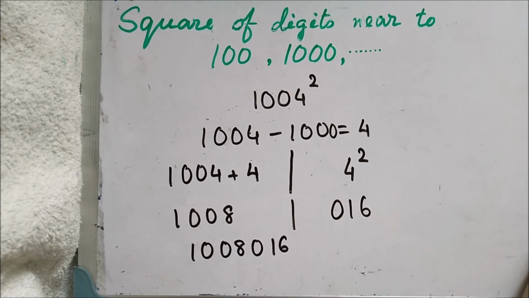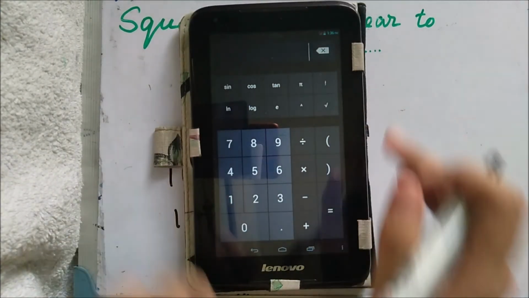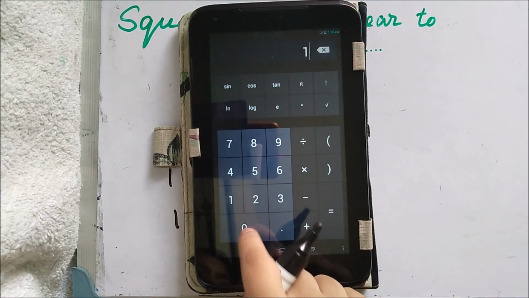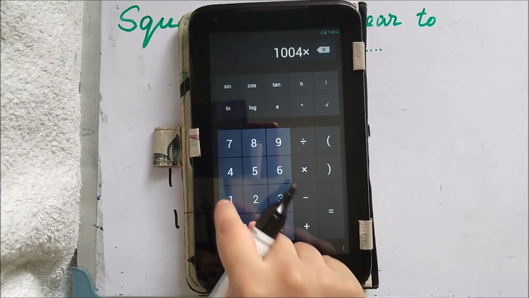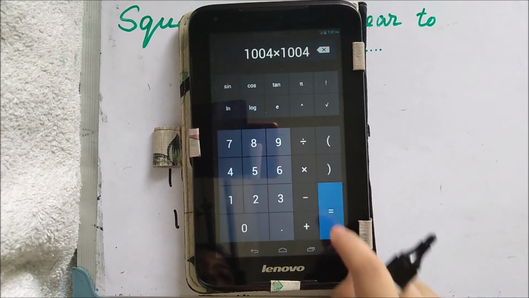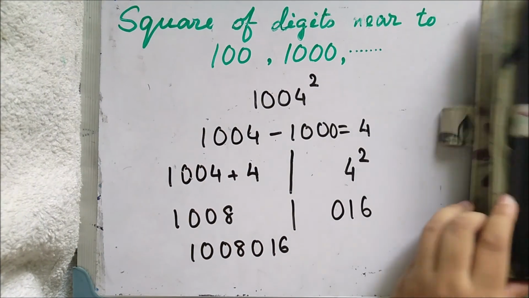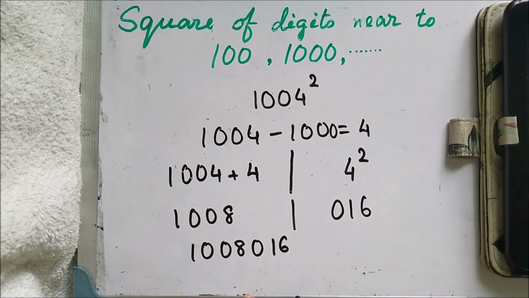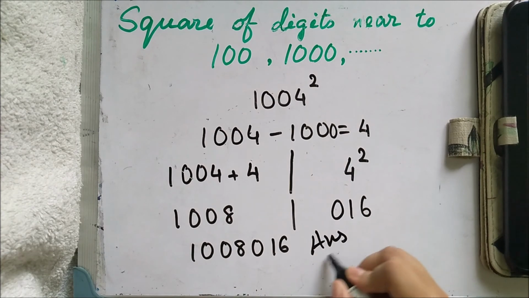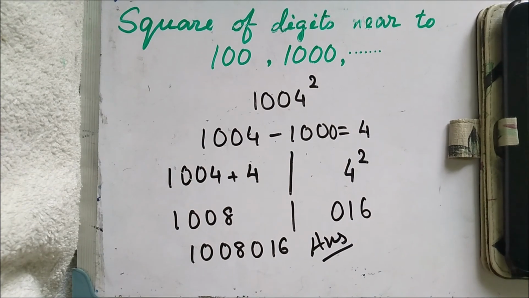1008016. We will see whether the answer is correct or not. 1004 into 1004 is equal to 1008016, and our answer also came 1008016. Hence our answer is correct.